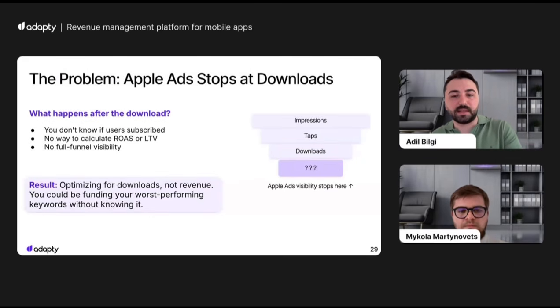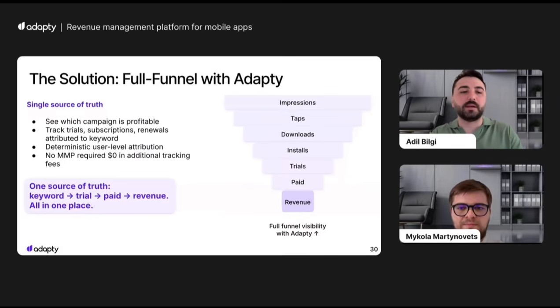The scary thing is that it looks totally fine in Apple dashboards. You have green numbers, the installs are coming, CPI looks acceptable. But on the revenue side, everything is invisible. So what does it look like when you can actually see the full picture? I think that is what we need to emphasize.